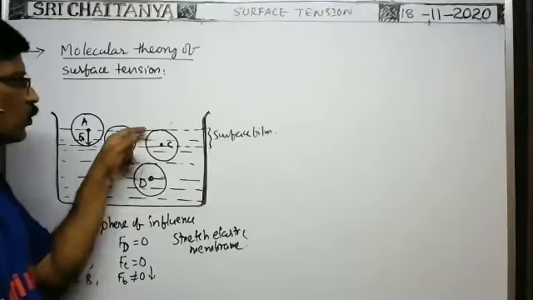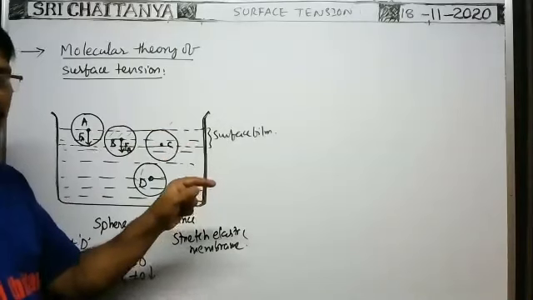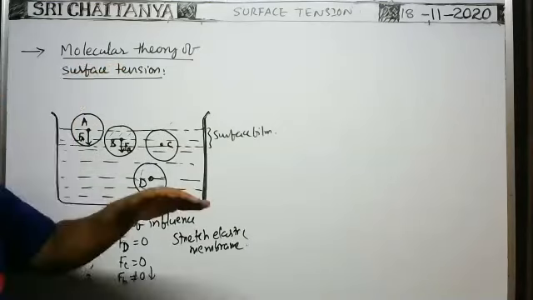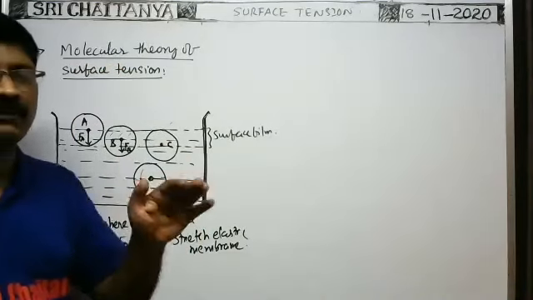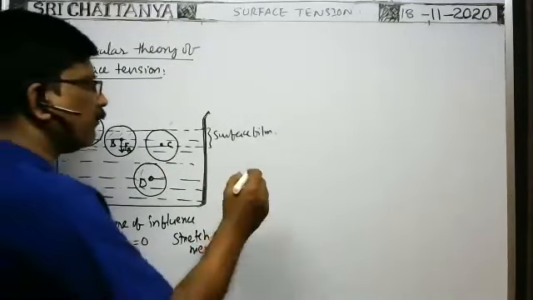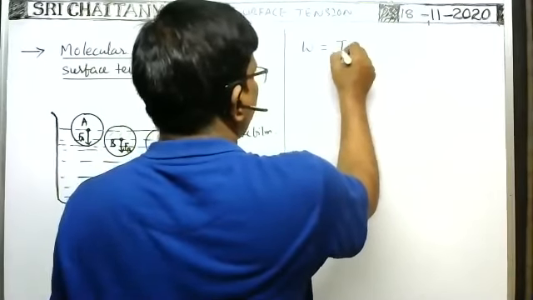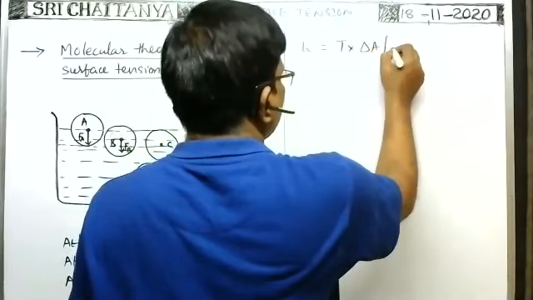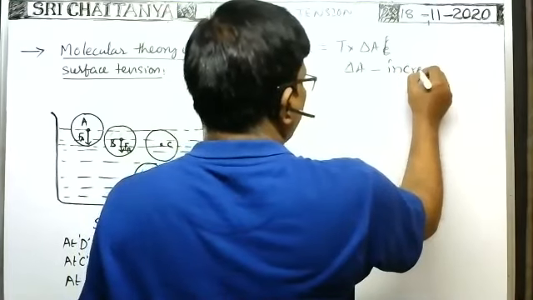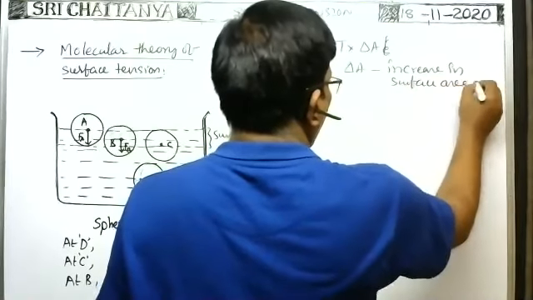In order to bring the molecules against the cohesive force to the surface of the liquid, or free surface of liquid, some work is to be done. Such work done is stored in the molecules on the surface of the liquid as potential energy, which is called the surface energy. Already we know the work done to increase the surface area is equal to surface tension into increase in area, where delta A is the increase in surface area of the liquid.